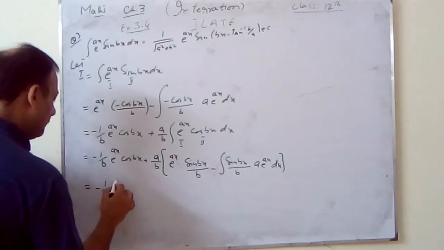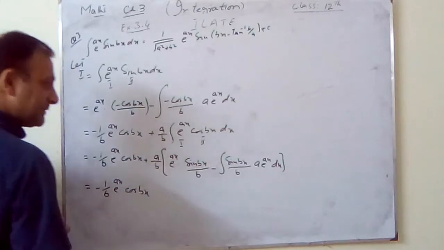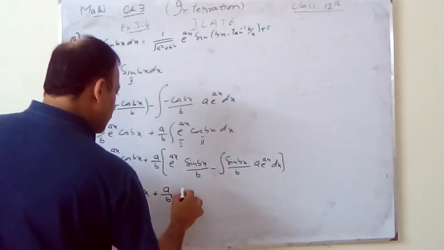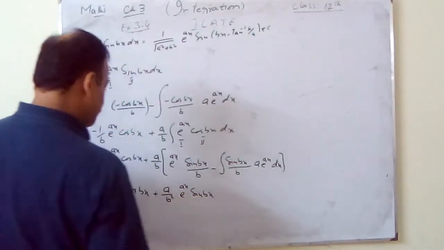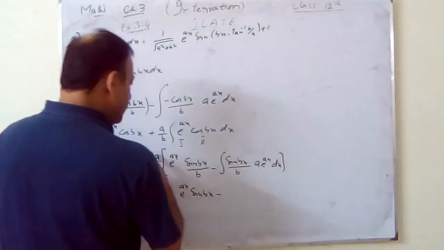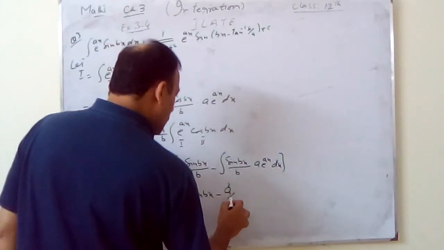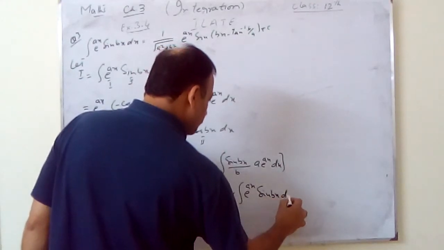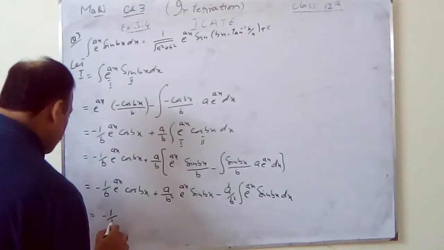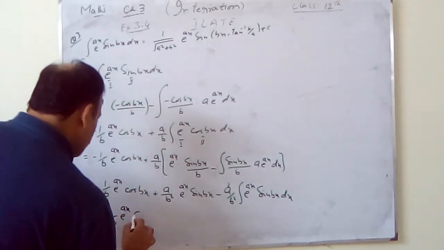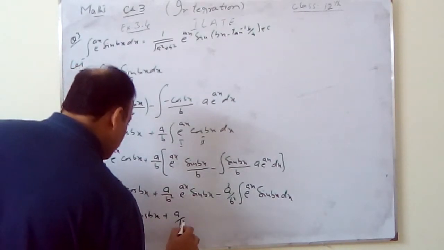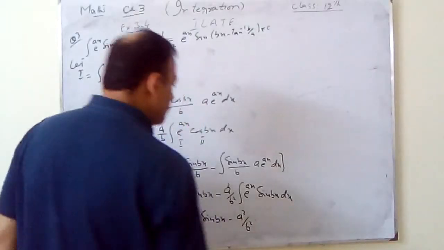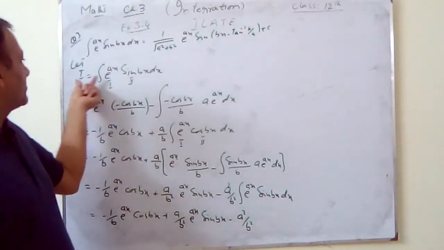Minus 1 over b e power ax cos bx plus a over b square e power ax sin bx, minus a into a over b square, so a square over b square integral of e power ax sin bx. So minus 1 over b e power ax cos bx plus a over b square e power ax sin bx minus a square over b square times the integral of e power ax sin bx, which is equal to I.